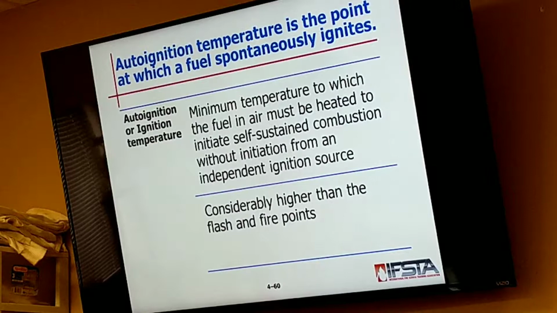Auto ignition temperature of a substance is the minimum temperature to which the fuel and air must be heated to initiate self-sustained combustion without an ignition source. So that means that once it's warm enough, it doesn't have to have an ignition source, and once it's warm enough and the fuel load's right, it will start by itself. That's auto ignition.